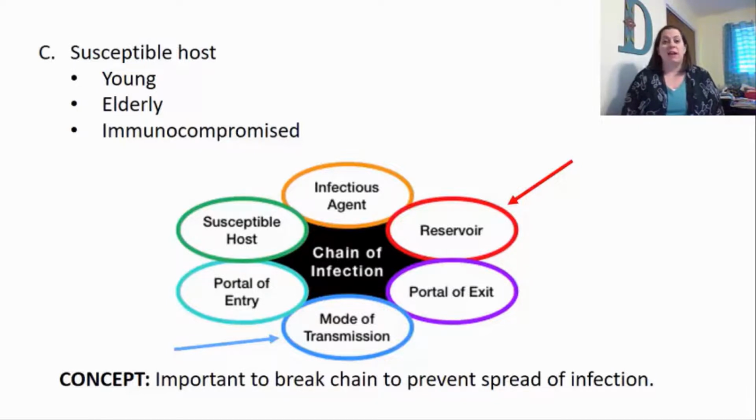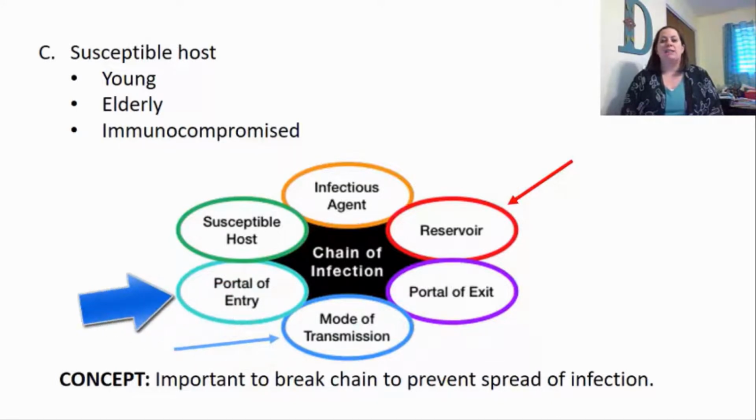This is the chain of infection. So the reservoir is the source, where the potential disease is first located. It's going to have to leave the reservoir somehow. This is the portal of exit. This is then going to go to the mode of transmission. The mode of transmission is talked about a little more in chapter 15. It then has to gain entry into the new host.